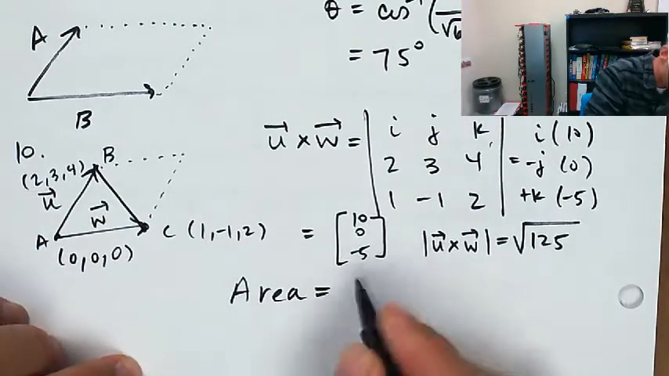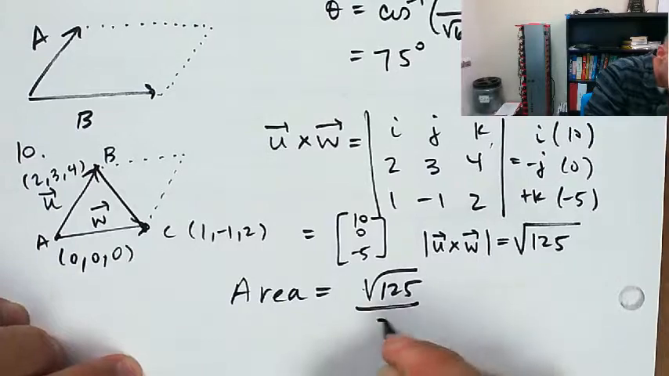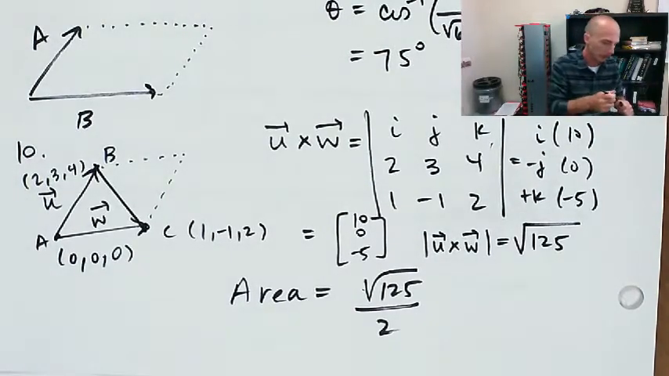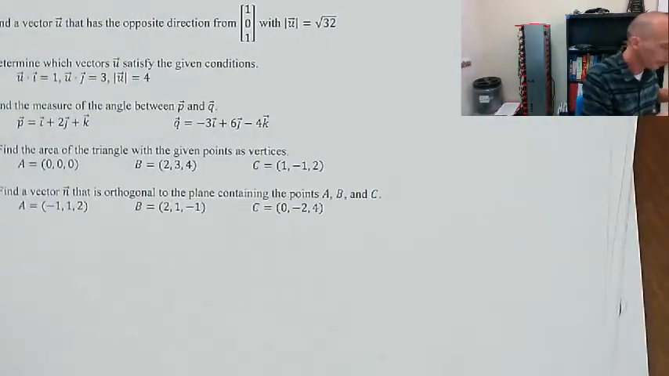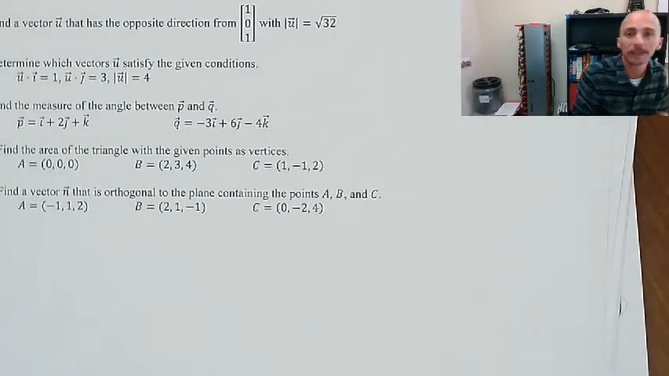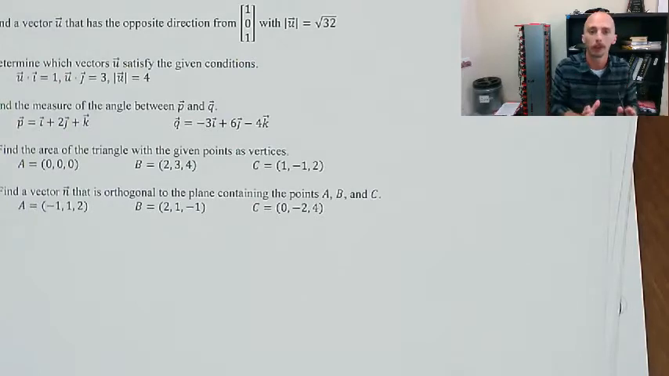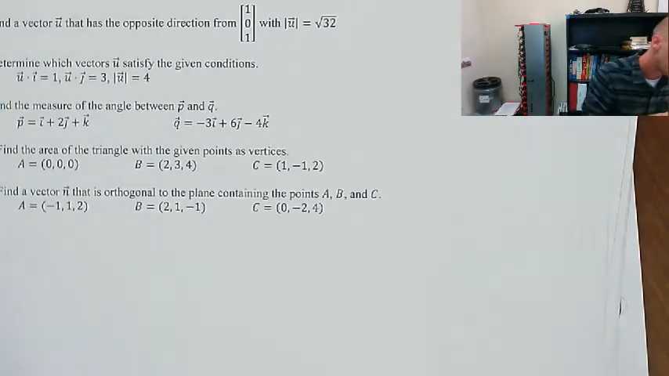So I got that. Okay. Let's see. Oh, I got one more. Find a vector n that is orthogonal to the plane containing the points A, B, and C. This is going to be very, very similar. Again, I should have put this one above the one I just did, but that's just how it goes sometimes.